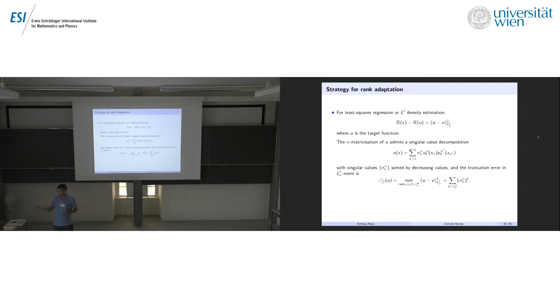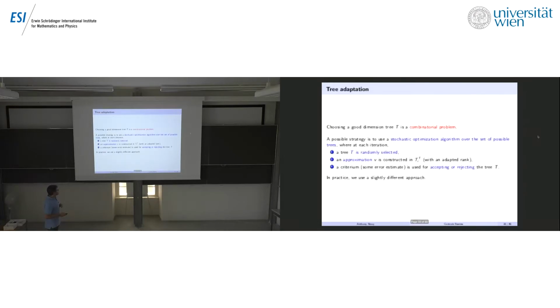Of course, u is not available, so a heuristic approach is to, given an approximation, construct a correction of this approximation, a better approximation of the function u, and estimate the truncation error by the singular values of this better approximation of the current approximation. Okay, this is the way we do it. Of course, with this strategy, we have no guarantee of selecting the best nodes, but this is a way to have an adaptivity in the rank.